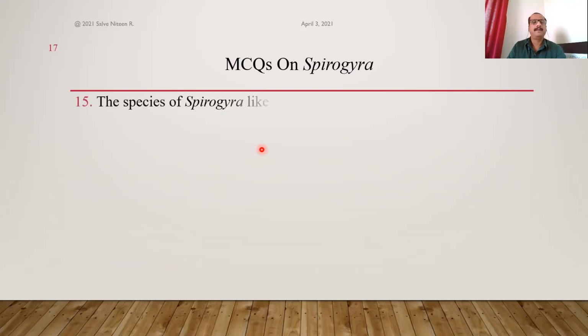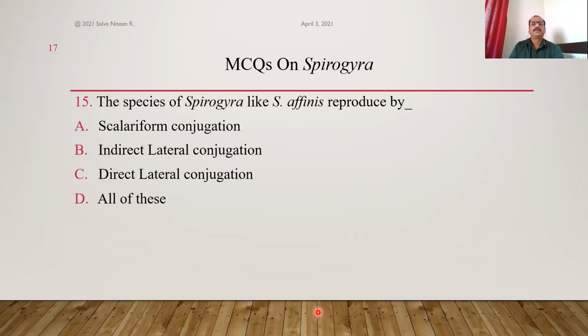Okay. The species of Spirogyra like Spirogyra affinis reproduce by which method? So here I told you just now, Spirogyra affinis is a species attached to the substratum. Usually most of the species of Spirogyra are free floating, but there are some species like Spirogyra affinis, Spirogyra adnata, then Spirogyra rhizopus, Spirogyra jogensis. These are attached to the substratum.